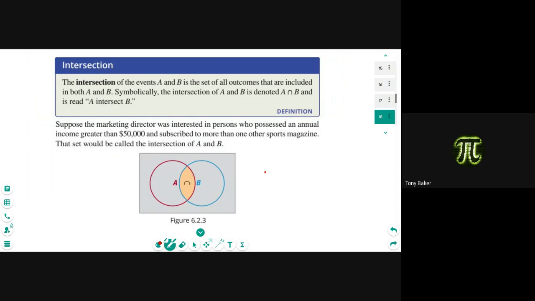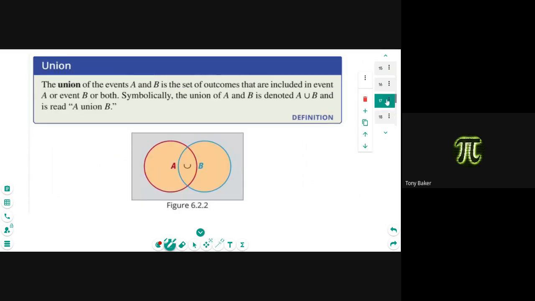And intersection is the upside-down U symbol. So it's A intersecting B, which is also A and B. They both have to happen. Union is everything. So union's all of A and all of B, including the middle. So A union B, or A or B, or both.